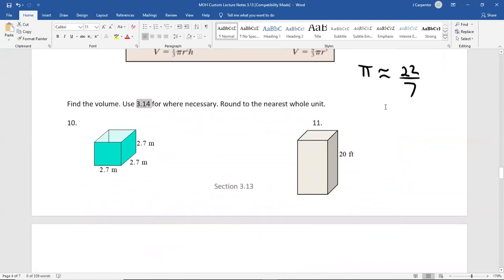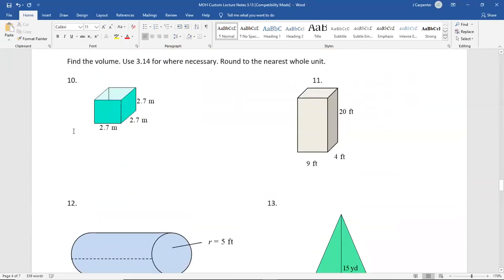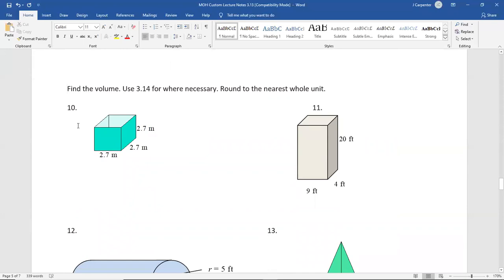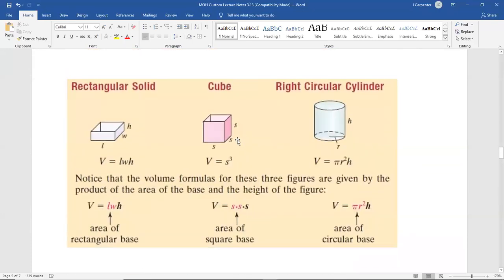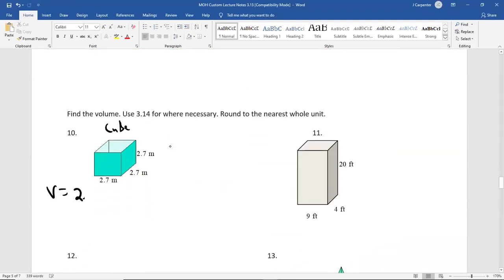So let's find some volumes, and that one is a little off. Let's take this to the next page so we can see everything. Beautiful. So number 10, this would be a cube, because the length, the width, the height, they're all the same. So we can just say the volume. You could write 2.7 times 2.7 times 2.7, or you can use the actual formula for a cube, which is just cube the side length. So 2.7 cubed. I am not going to do that in my head. It'll take me a minute.